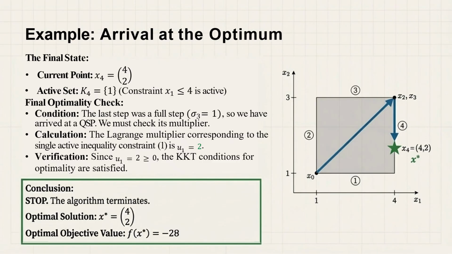Final conclusion. The algorithm terminates here because there is no other feasible direction to further improve the objective function. Final optimal solution, x star. The point is 4, 2. Minimum objective value. By substituting this point into the function, we have reached the final value of -28. This example clearly demonstrated how the algorithm intelligently uses Lagrange multiplier signals to find its path through the constraints and reach the most accurate possible answer in finite time.